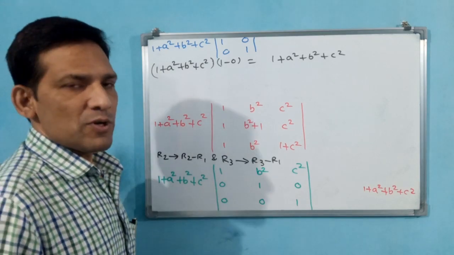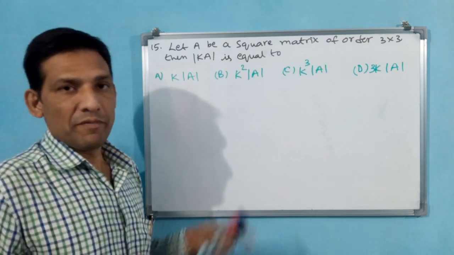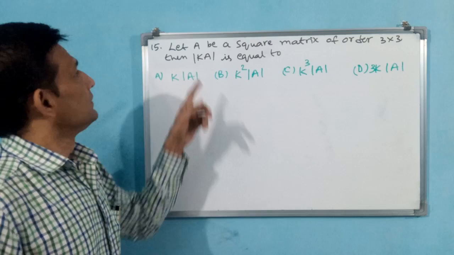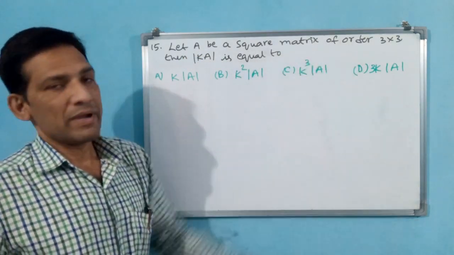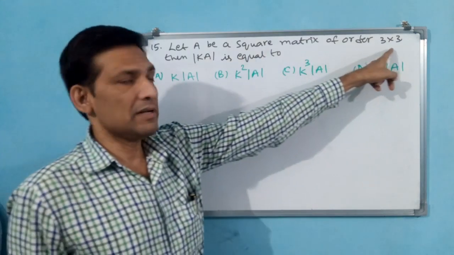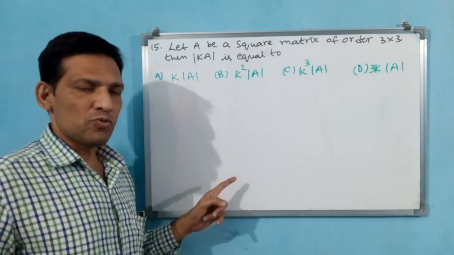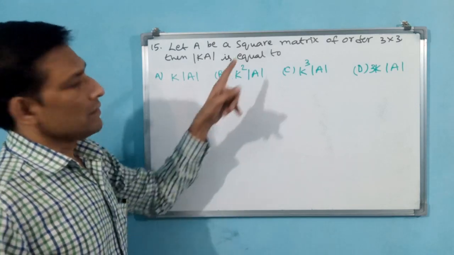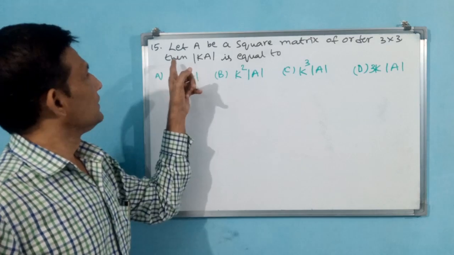Let us go for the next objective questions. Two questions are there, 15 and 16. See the 15th question, objective question, what they have written. Let A be a square matrix of order 3 by 3. If a matrix is there, 3 by 3 will come. For determinants, the order will be only n, 3 or 2 or 1. For a matrix m by n, for a determinant only n.